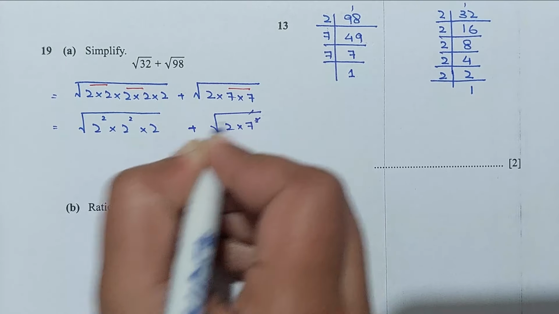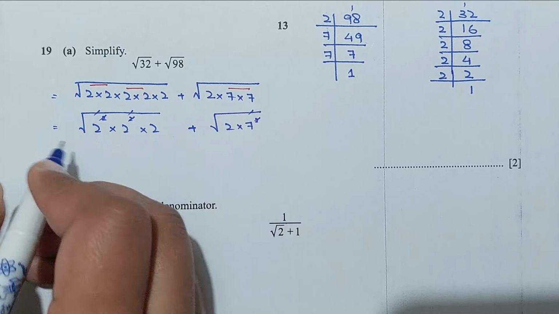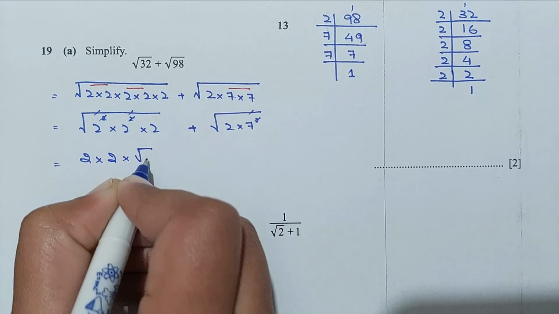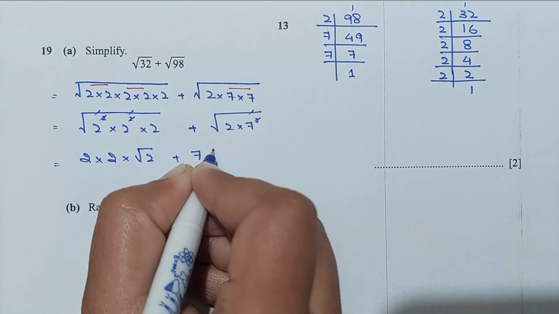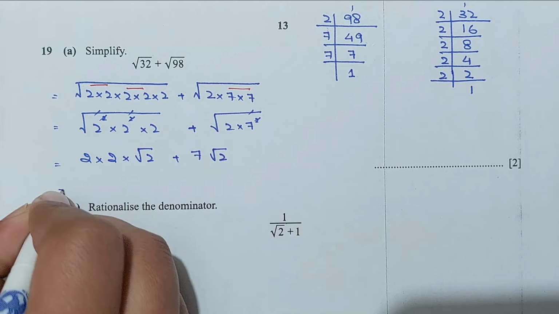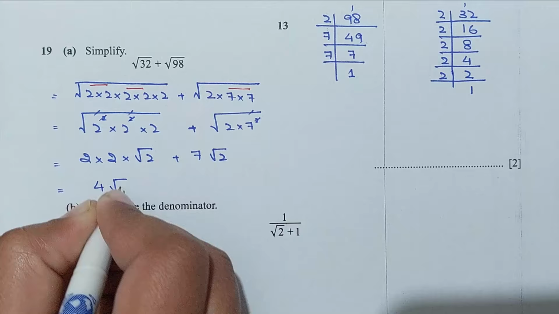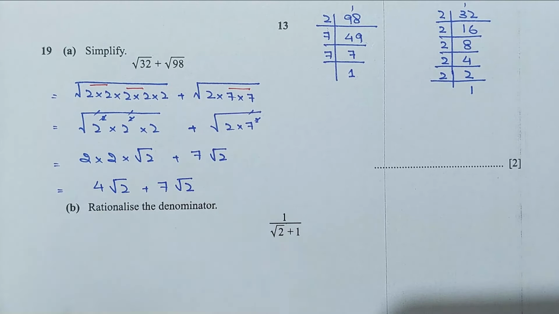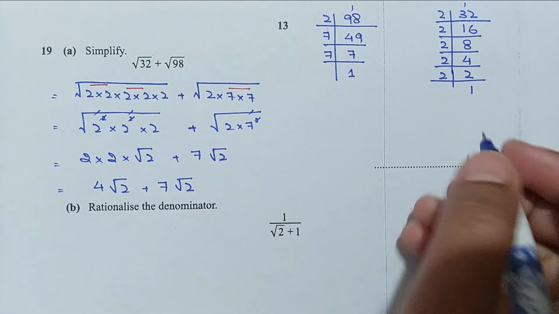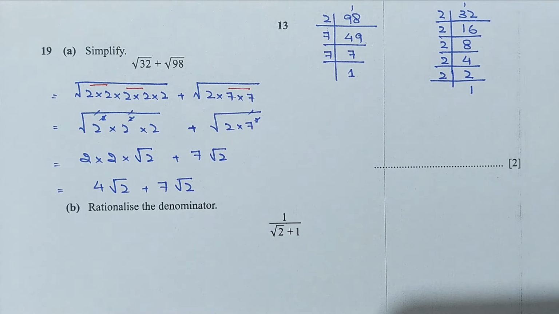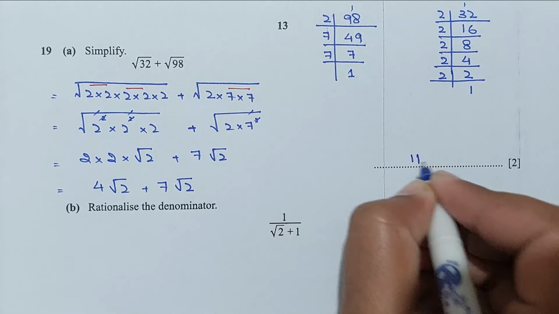So the square and the square roots cancel out, right? So we have 2 into 2 into root 2 plus 7 into root 2. So we have 4 root 2 plus 7 root 2. So 4 plus 7: 8, 9, 10, and 11. Yeah, it's 11 root 2.